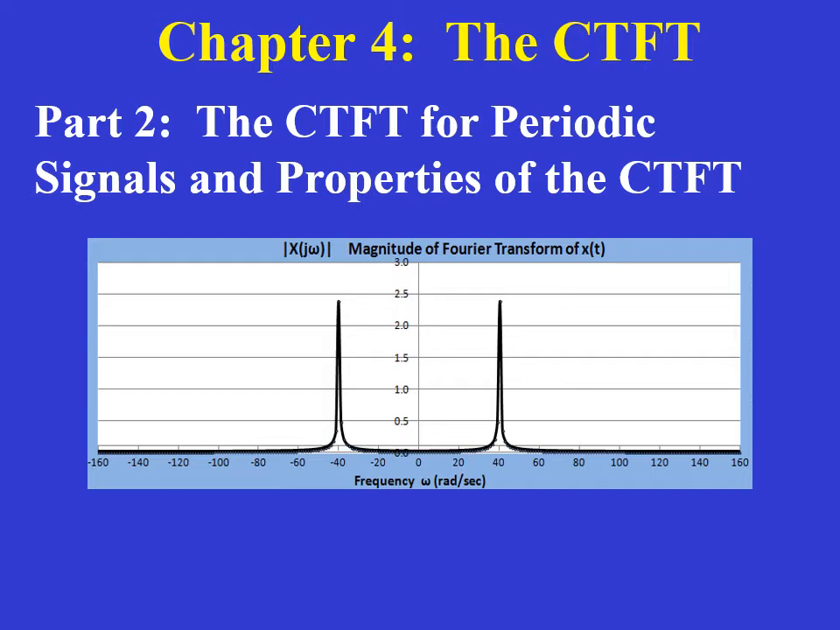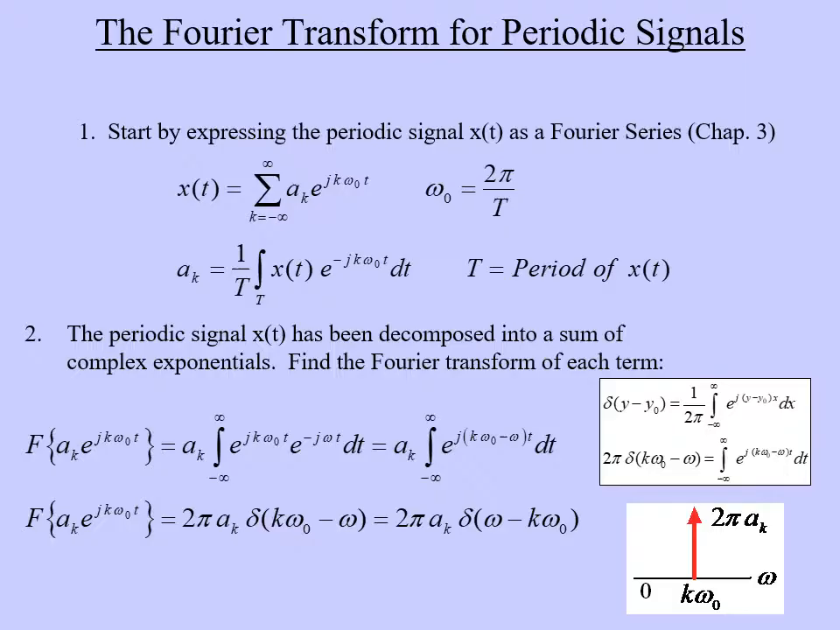Welcome back to part 2 of our lecture on chapter 4, which is on the continuous time Fourier transform. In this part of the lecture, we'll look at the continuous time Fourier transform for periodic signals. Recall in the last lecture, part 1, we dealt with aperiodic signals, meaning signals that don't repeat themselves. In this part, we're going to deal with periodic signals, and also at the end of this part, we will look at some of the properties of the continuous time Fourier transform.